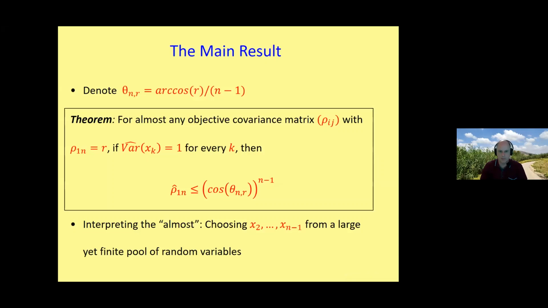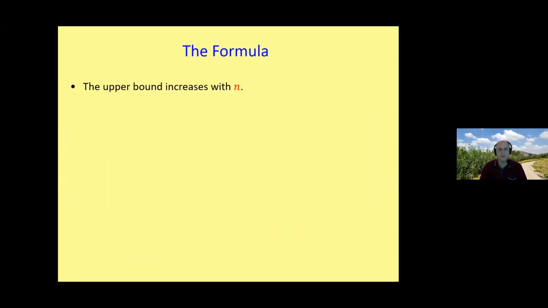Okay, let me say a few words about this result. Two things I want to say about this result. First, let's spend a couple of minutes with this formula and try to understand how it works. First of all, it increases with n. So going back to Pradeep's question, the larger your model, the more you can cheat. A more complicated model can cheat more.